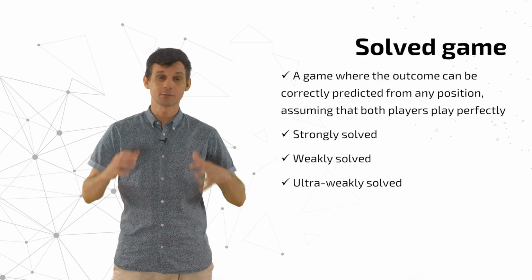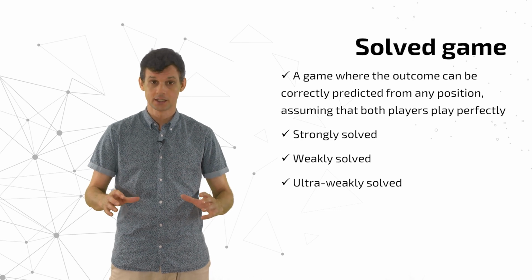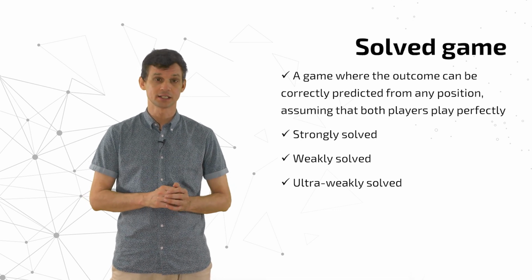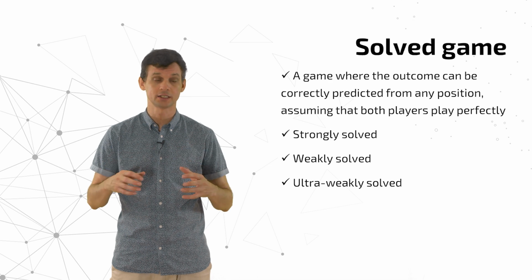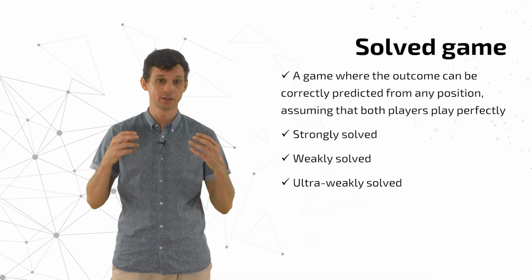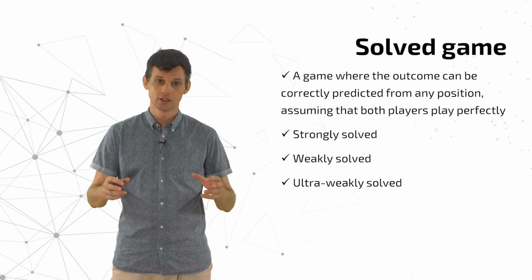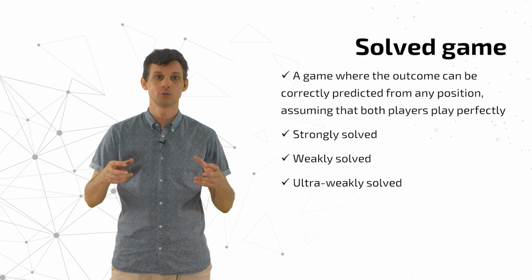We mentioned that some games are solved, so what is a solved game? In game theory, a solved game is a game where the outcome can be correctly predicted from any position, assuming that both players play perfectly. This means we will know who will win, who will lose, or if the game will end in a draw.